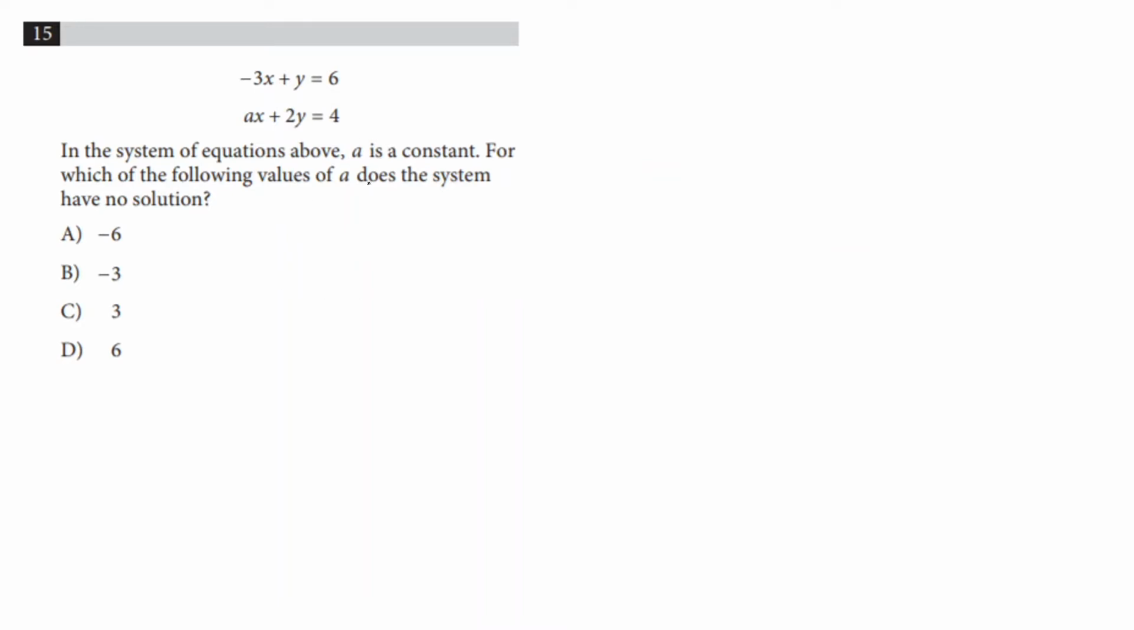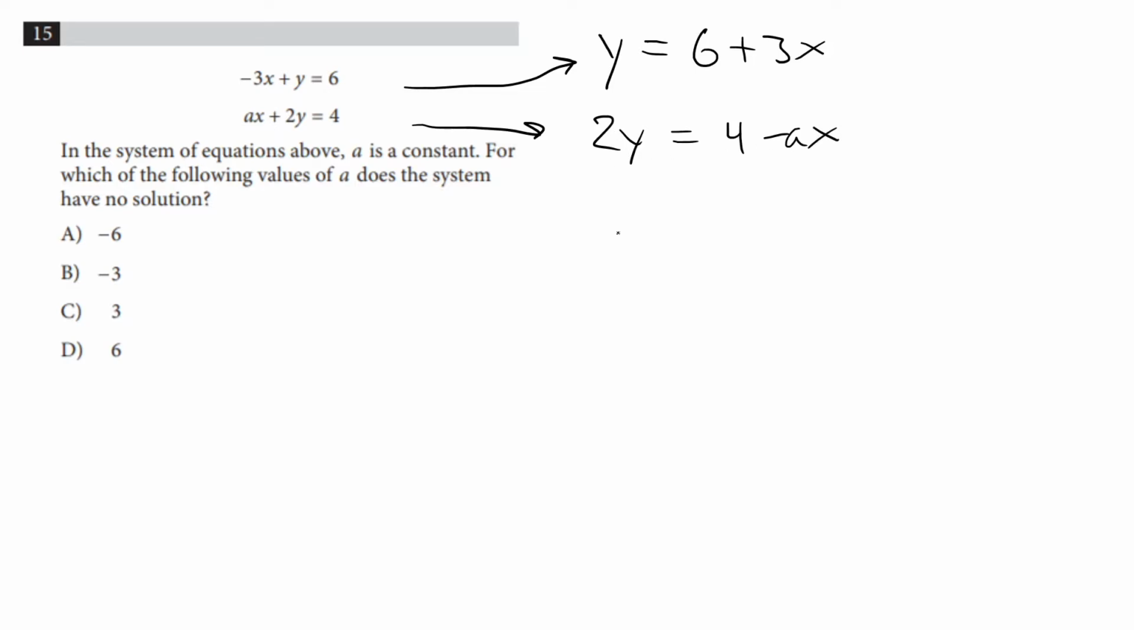So in the system of equations above, for which value of a does the system have no solution, right? Okay, so let's just do this the long way first, but a system of equations has no solution if they are parallel, alright? So let's just write this out as y equal to 6 plus 3x. This is the top one when you move some stuff over. I like working with linear equations in this form, alright? So 2y is equal to 4 minus ax, divide that. y is equal to 2 minus a over 2 x, alright?